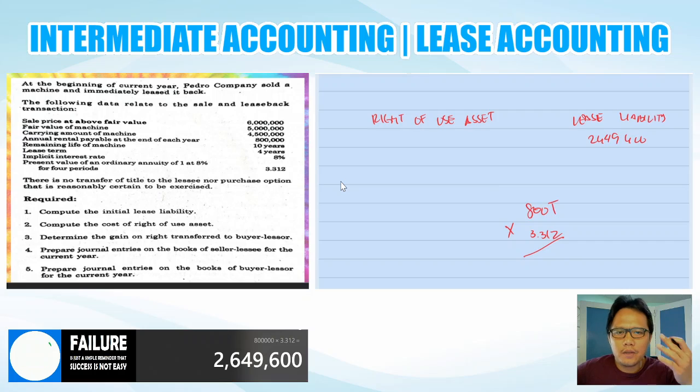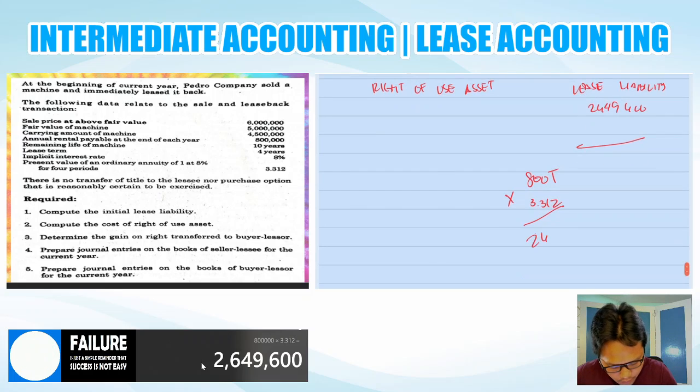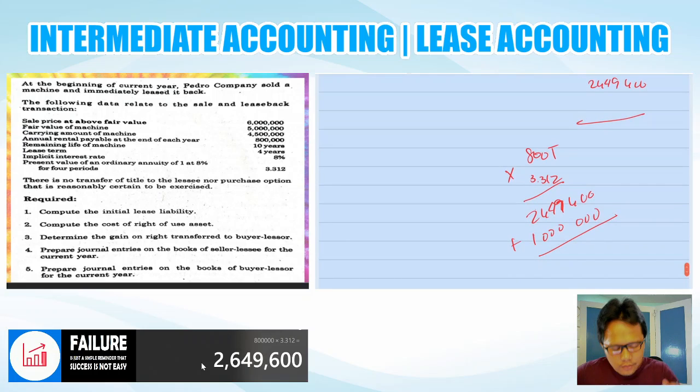But then again, because there is a difference between the sales price and the fair market value, we need to remeasure this in using this as the factor for your right of use asset. So the difference is 1 million man, di ba? That is 6 million minus 5 million. So the factor to be used is 2,649,600 plus 1 million. I know, sorry. Okay.